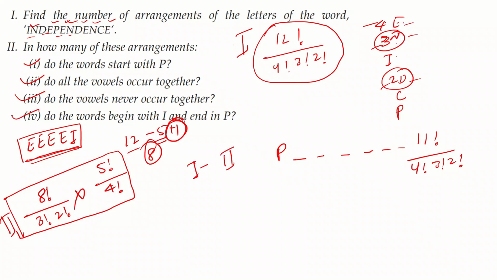And lastly, do the vowels begin with I and end in P? So you fix I and P in initial and final positions respectively, and then you have 10 places in between. So you can arrange them in 10 factorial divided by 4 factorial, 3 factorial, 2 factorial, and that's it.